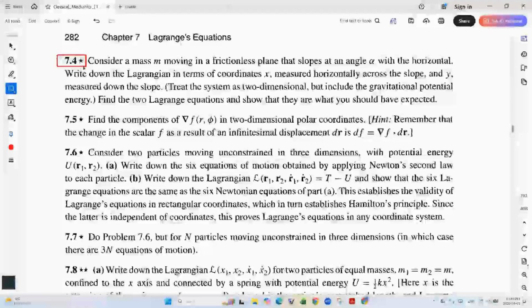Problem 7.4. Consider a mass m moving in a frictionless plane that slopes at an angle alpha with the horizontal. Write down the Lagrangian in terms of coordinates x measured horizontally across the slope and y measured down the slope. Find the two Lagrange equations.